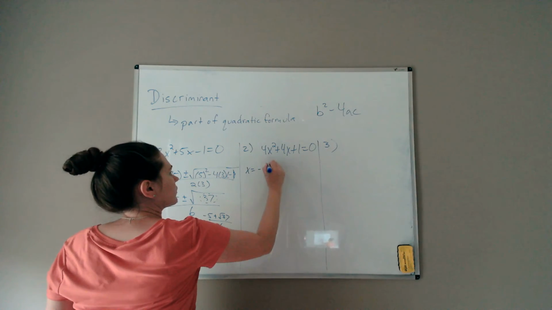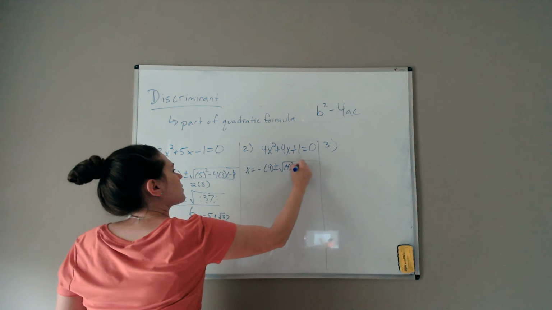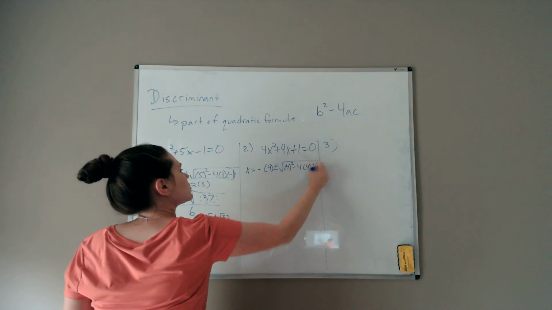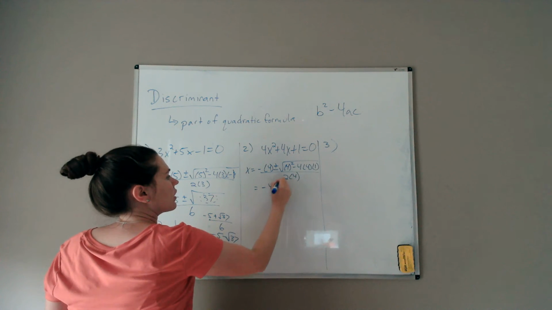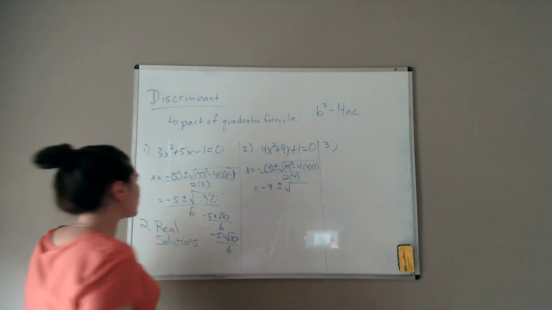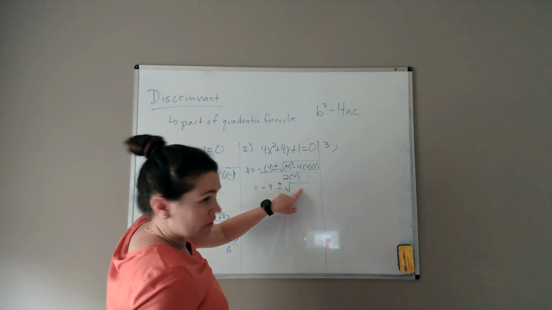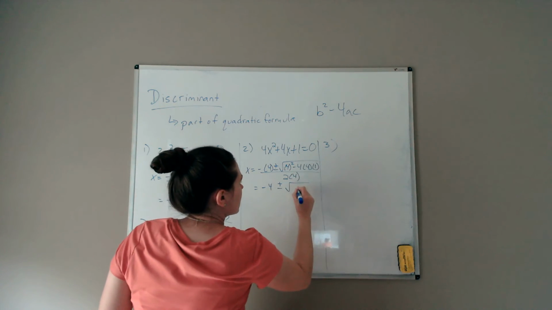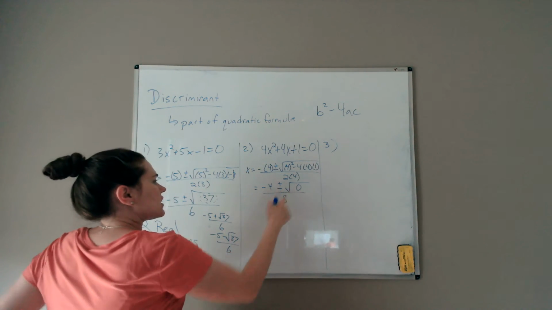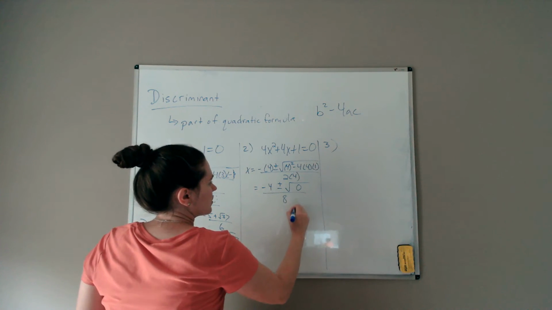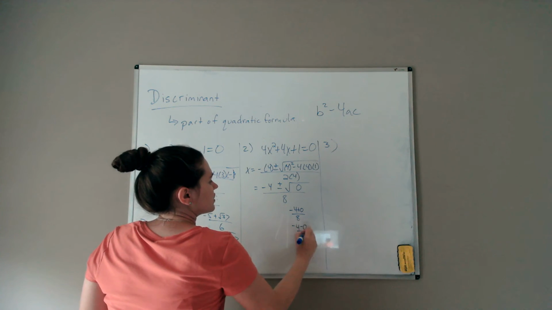So it's negative 4 plus or minus the square root of 4 squared minus 4 times 1 all over 2 times 4. So that's going to be negative 4 plus or minus the square root of, and now we get our discriminant value. So that's going to be 0 all over 8. If I simplify this, the square root of 0 is 0. So this is going to be negative 4 plus 0 over 8 and negative 4 minus 0 over 8.